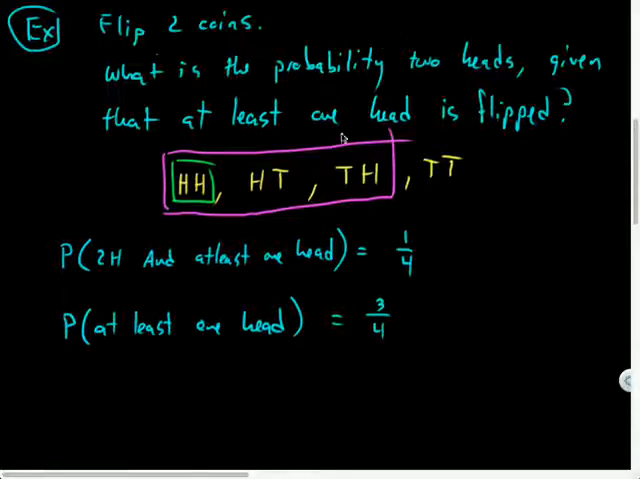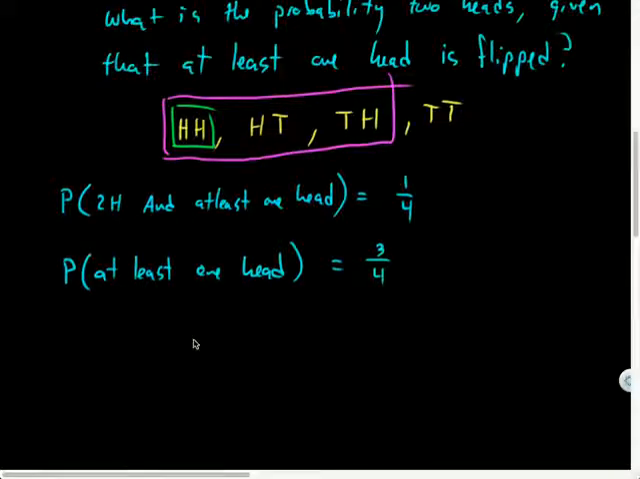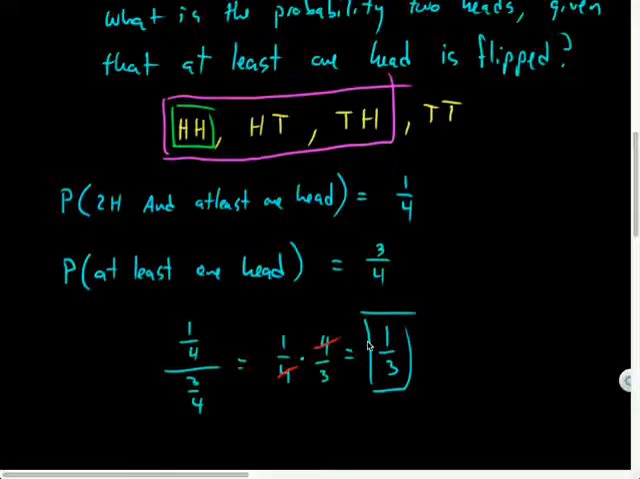So according to the formula, I'm supposed to divide these things, right? So we'll have 1/4 divided by 3/4. It's the same as multiplying by the reciprocal, so that's 1/4 multiplied by 4/3. Those 4's can cross cancel, and I'll get 1/3 is the probability of getting 2 heads, given I know that I'm going to have at least one.